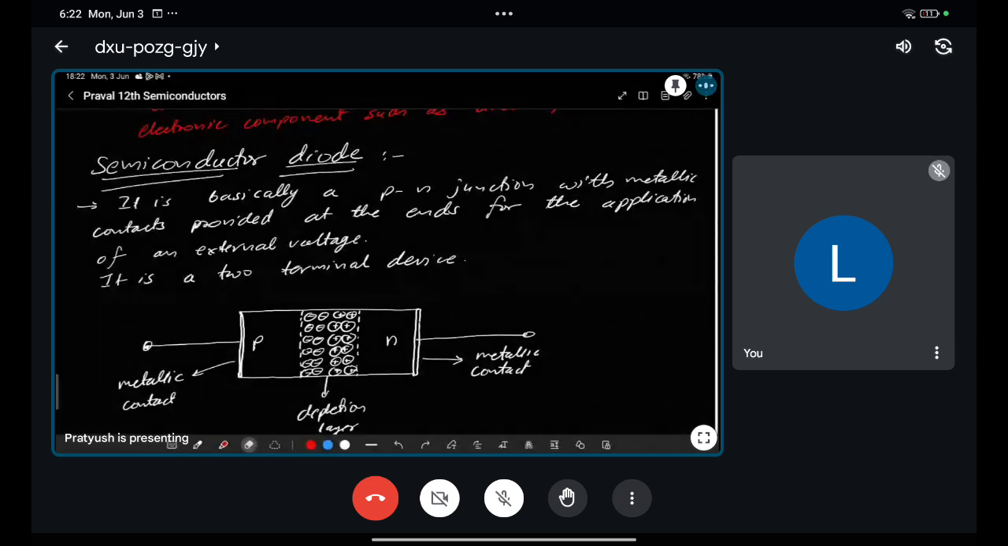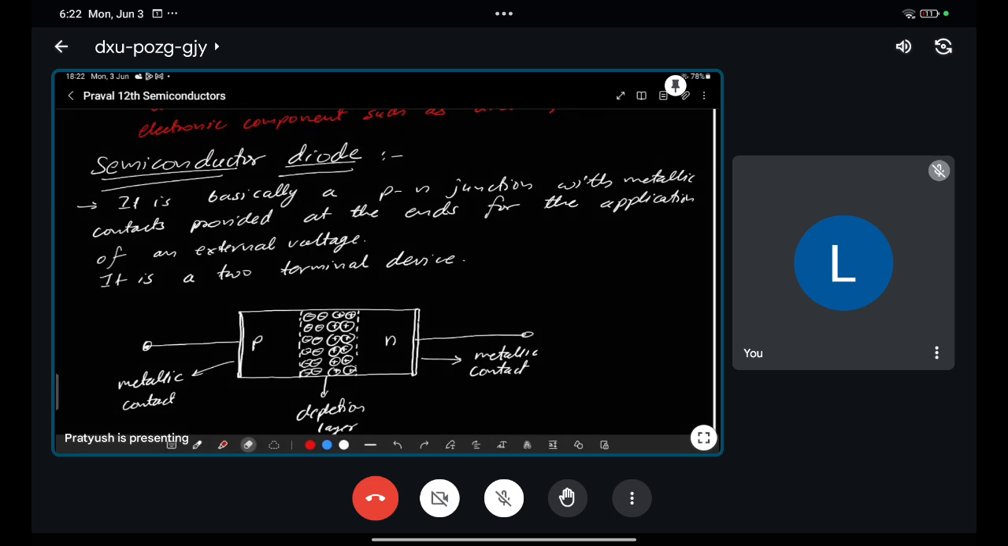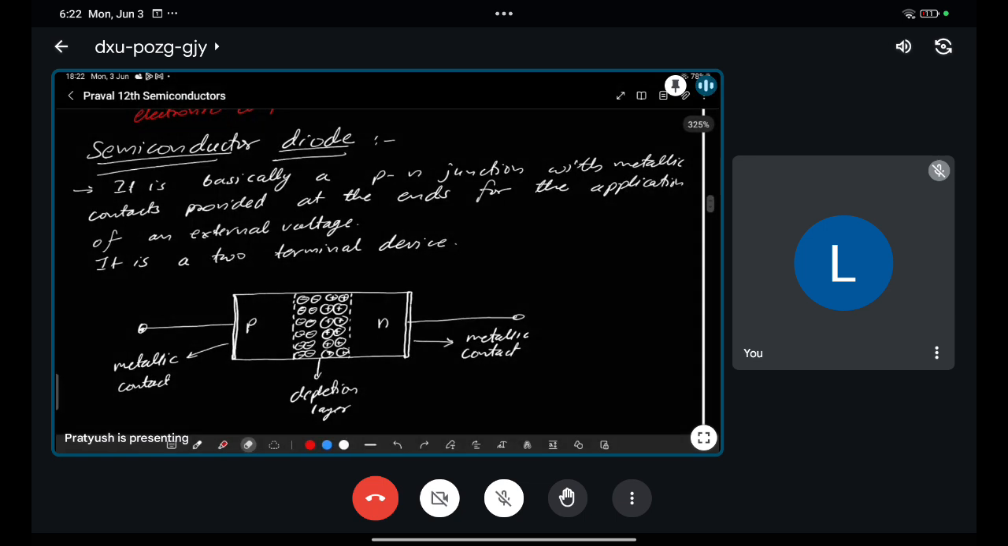So what is happening here? In between two metallic contacts, a P-type semiconductor is there and an N-type semiconductor is there. So in between them, naturally a depletion layer will exist. Okay. So this device we call a diode, semiconductor diode. Draw this diagram, take it down.